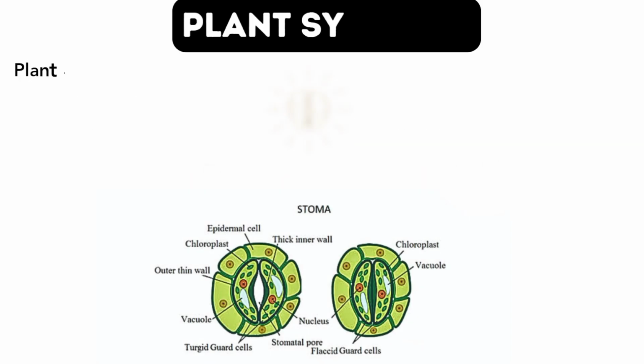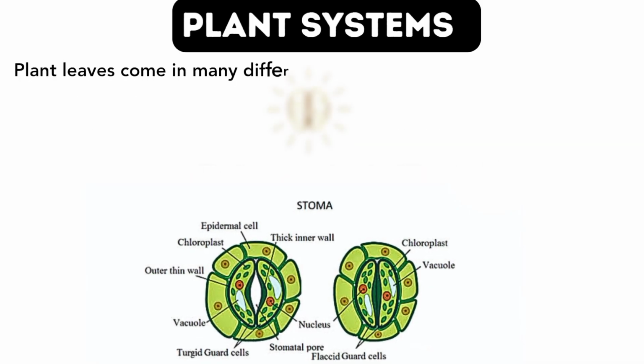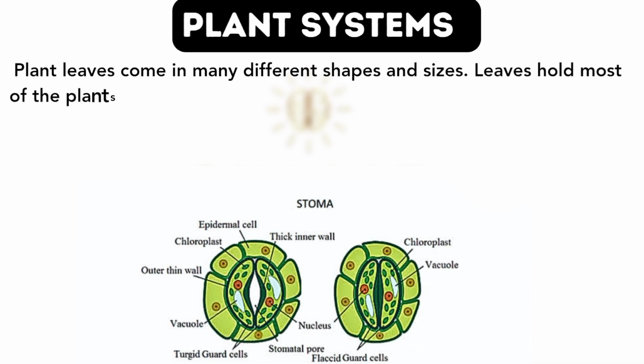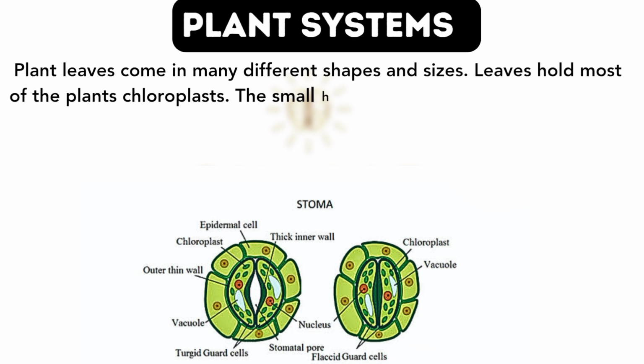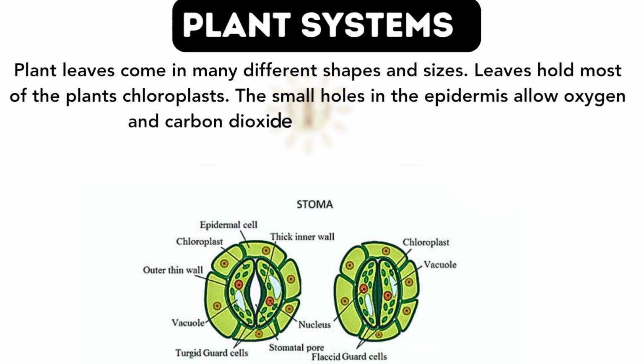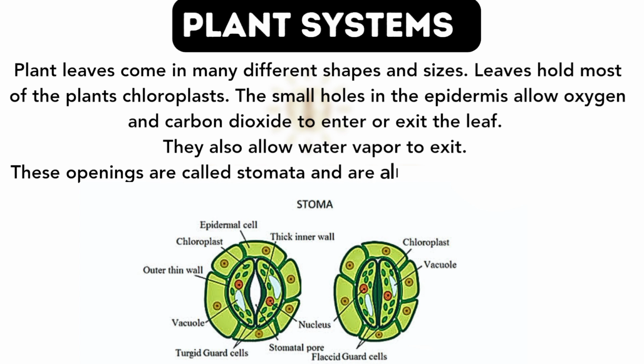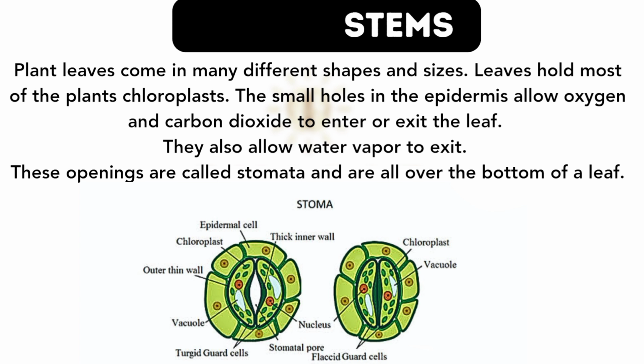Plant leaves. Plant leaves come in many different shapes and sizes. Leaves hold most of a plant's chloroplasts. The small holes in the epidermis allow oxygen and carbon dioxide to enter or exit the leaves. They also allow water vapor to exit. These openings are called stomata and are all over the bottom of the leaves.